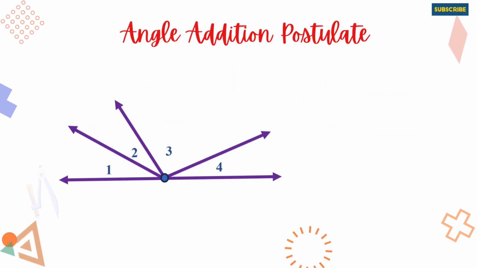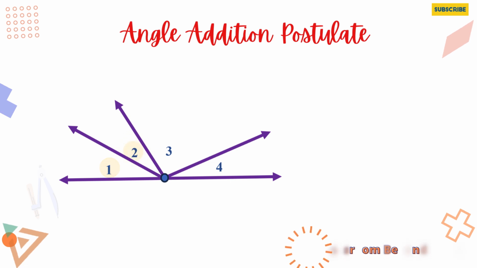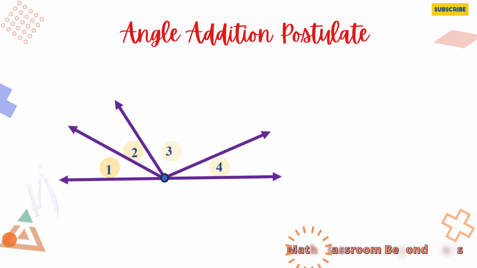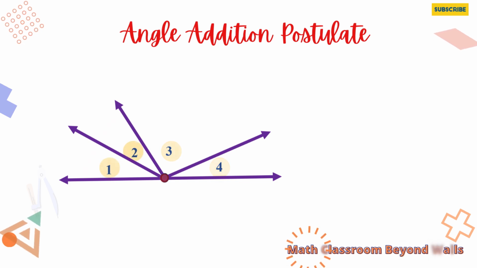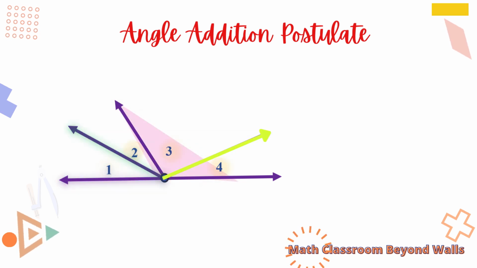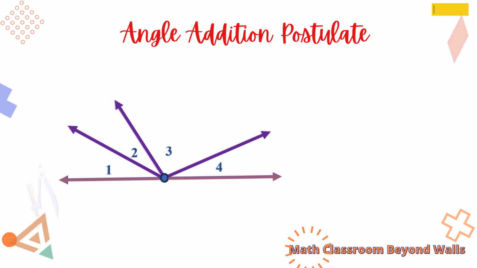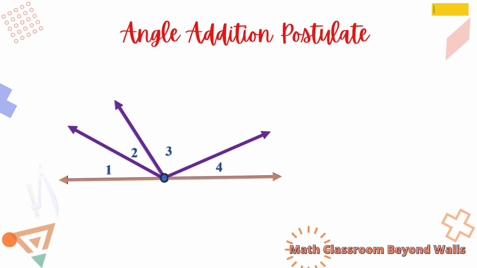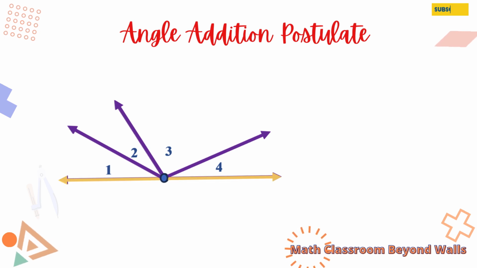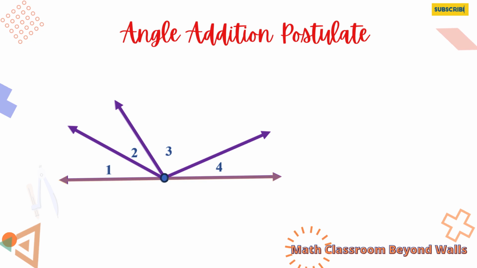Look at the diagram here, learners. Here, angles 1, 2, 3, and 4 are adjacent angles. That is, all the angles share a common vertex, and each pair of adjacent angles share a common side. Now, the non-common sides of the adjacent angles form a straight line. Recall that the angle formed by rays forming a straight line is a straight angle whose measure is 180 degrees.